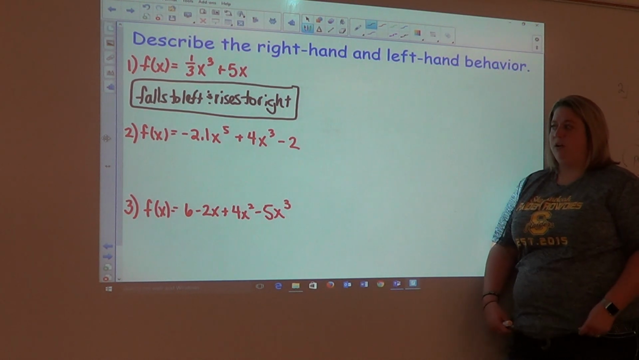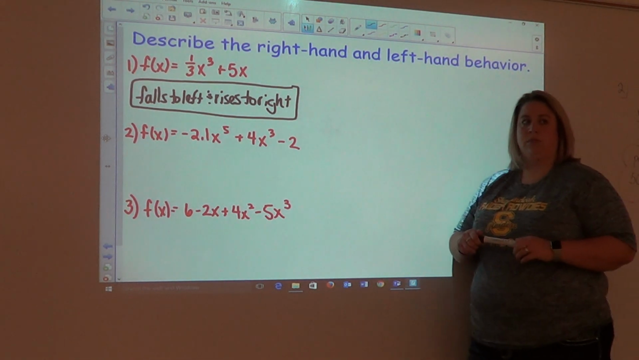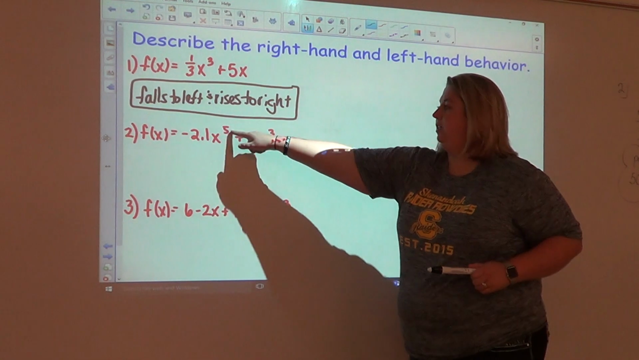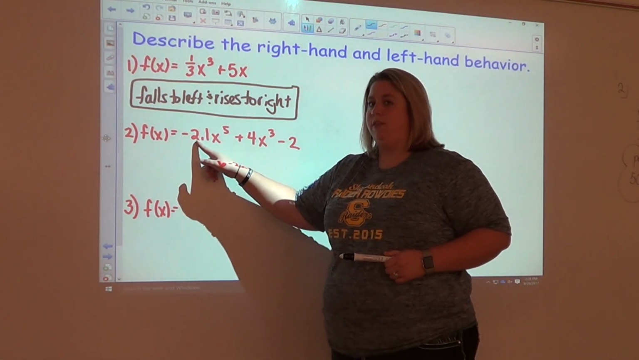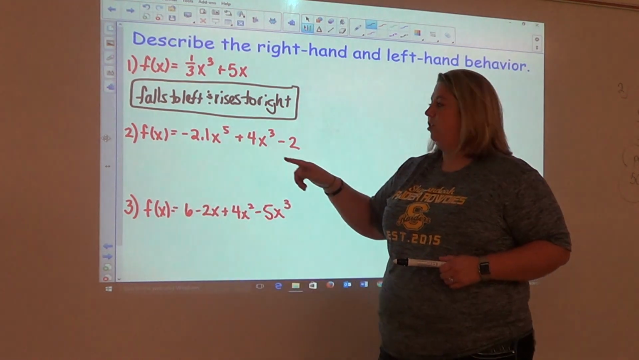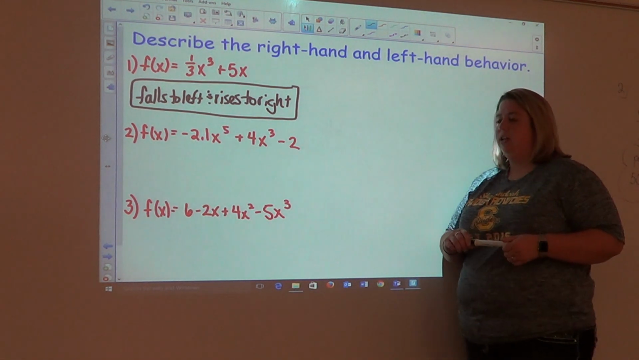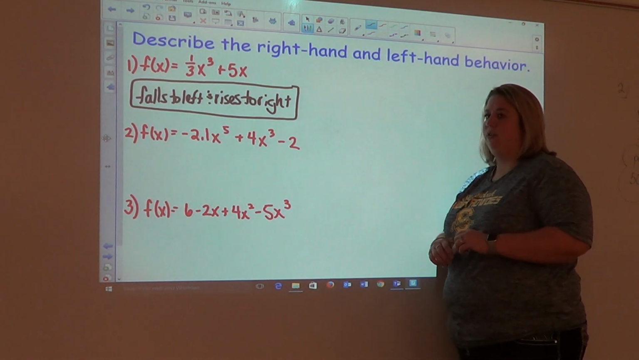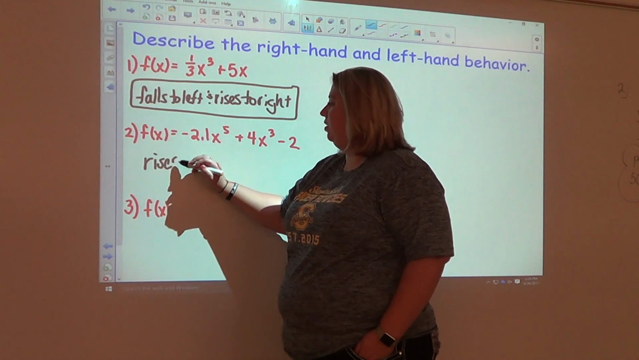Okay, what's the degree on number 2? 5. So highest exponent would be 5. Now look at the number in front of that. It's negative. So 5 is odd, right? So odd degree, negative leading coefficient: rises to the left and falls to the right.